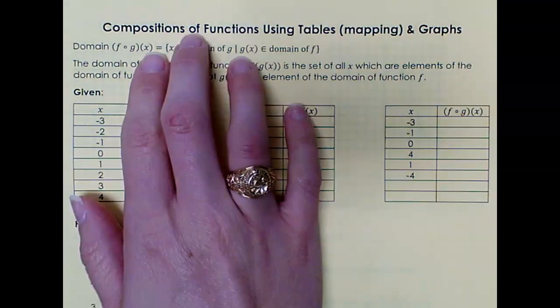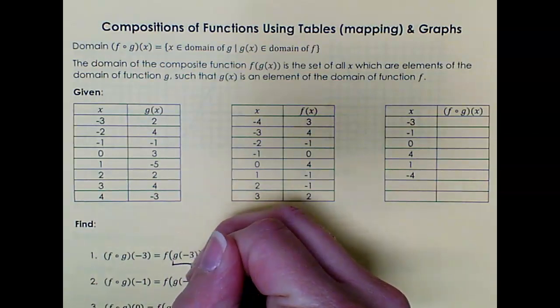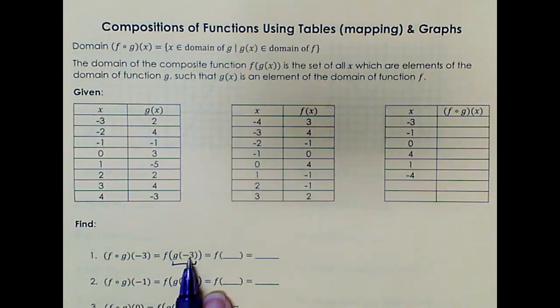Now we have some information about the domain, which isn't really going to make much sense to you until you do some of these problems. So I'd like to show you exactly how to do these problems. In problem number 1, we're asked to find f of g of negative 3. If I rewrite that, that's f of g of negative 3. Remember, you work from the inside out. G of negative 3 is negative 3 for x in the g function. So I'm going to go look for the g function.